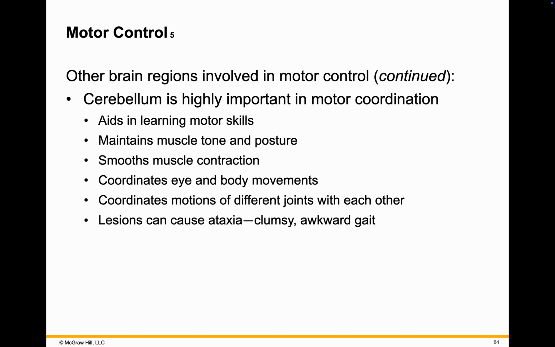Other brain regions involved in motor control, the cerebellum, aids in learning motor skills, maintains muscle tone and posture, smooths the muscle contractions, coordinates eye and body movements, and coordinates motion of different joints with each other. Here, lesions would lead to ataxia, which is a clumsy, awkward gait.